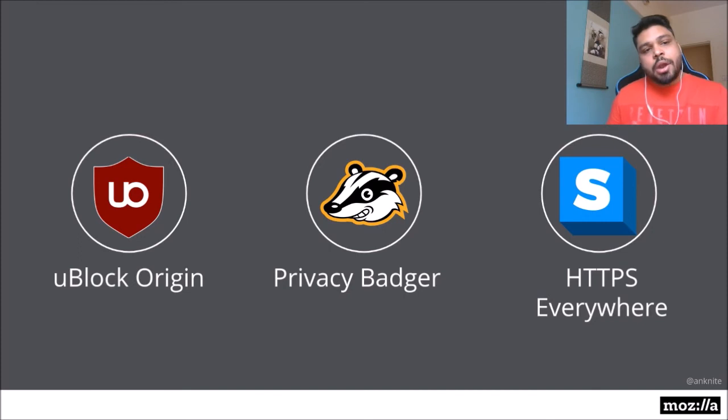The second add-on I would like to recommend is called Privacy Badger. It is something that helps you stop advertisers and third-party trackers from secretly tracking you. It is an add-on from the Electronic Frontier Foundation, and you can get more information from their website eff.org.